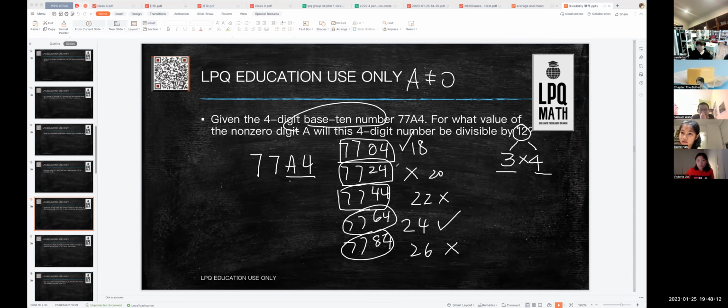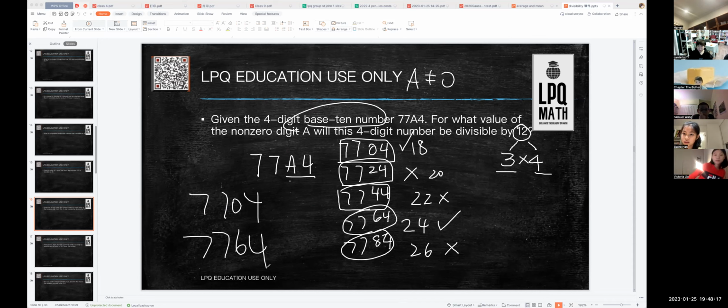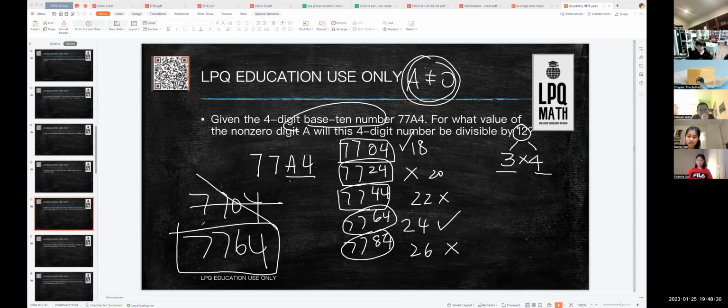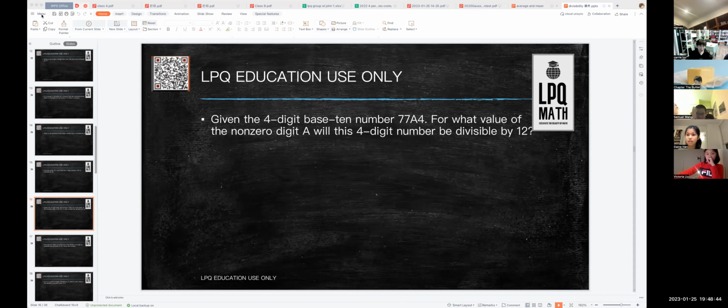Okay, so I only have 2 right answers. It's 7704 and 7764. It says not zero. Yeah, not zero. So this one is wrong. So the final answer is 7764. Yes. Okay, Daniel, are you ready to get your butt kicked? Okay, everybody, so that's it for this question.